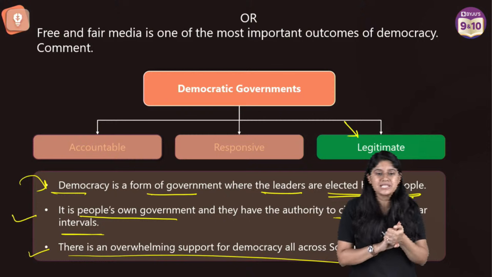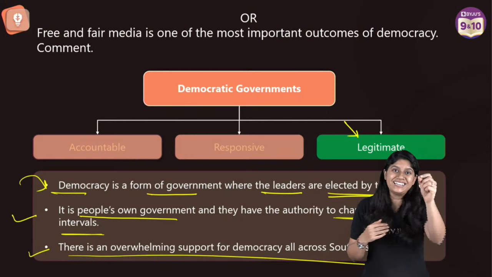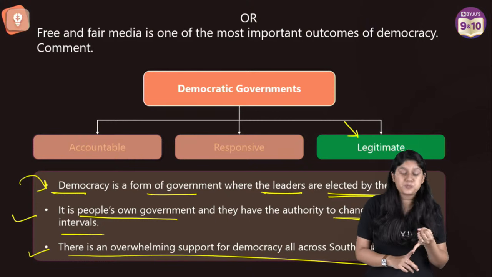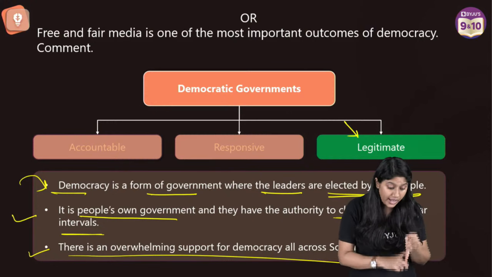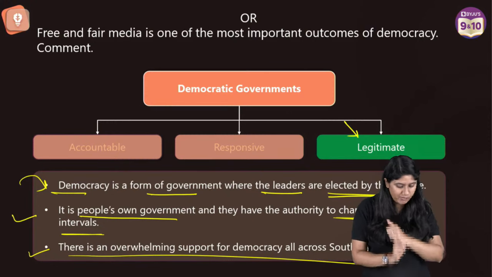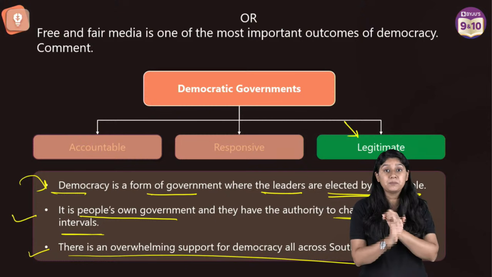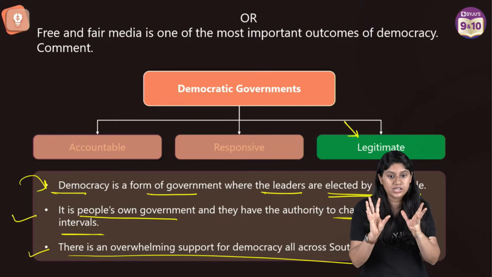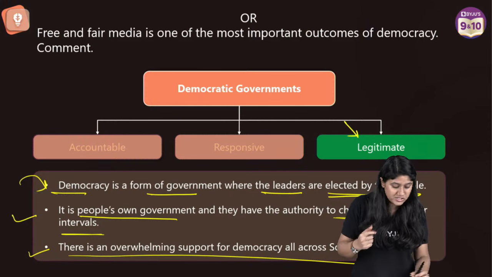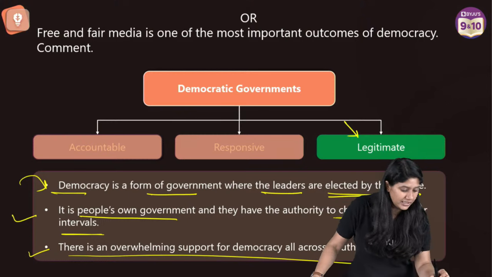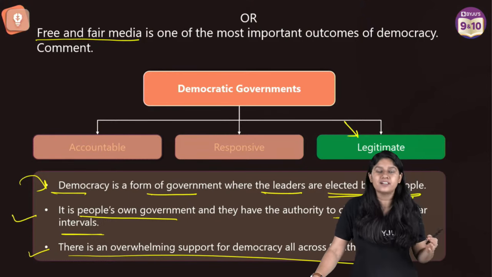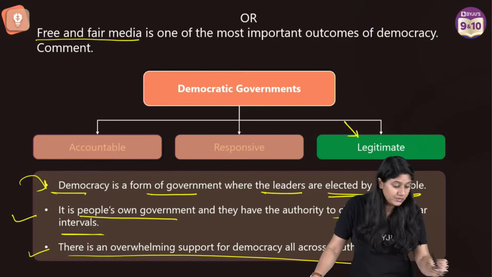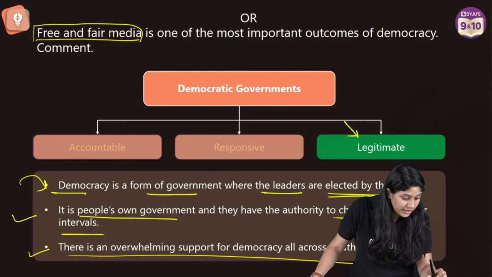Accountable means, in very simple words, people can elect their rulers. Responsive means the government has to follow the norms and the rules. And legitimate means we remember that the leaders are elected by the people and people have the power to change them. Easy? Based upon that, we can say that if we have a free and fair media, coming back to the original question, everyone, which has not been there in the whole marking scheme, how does free and fair media help?